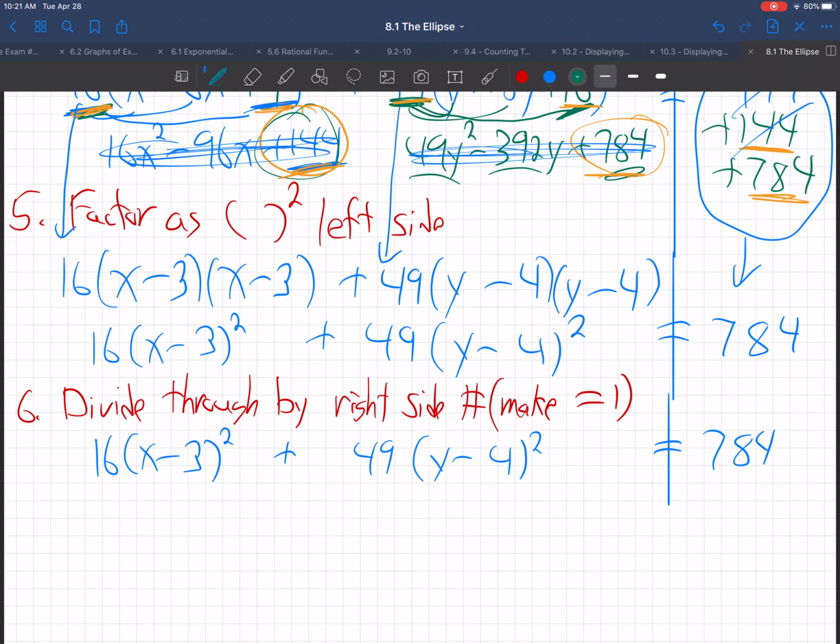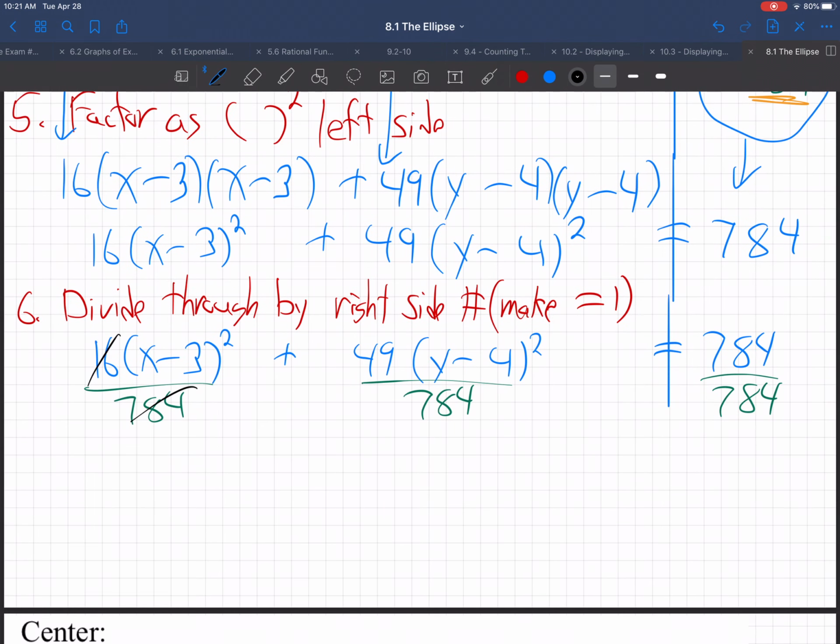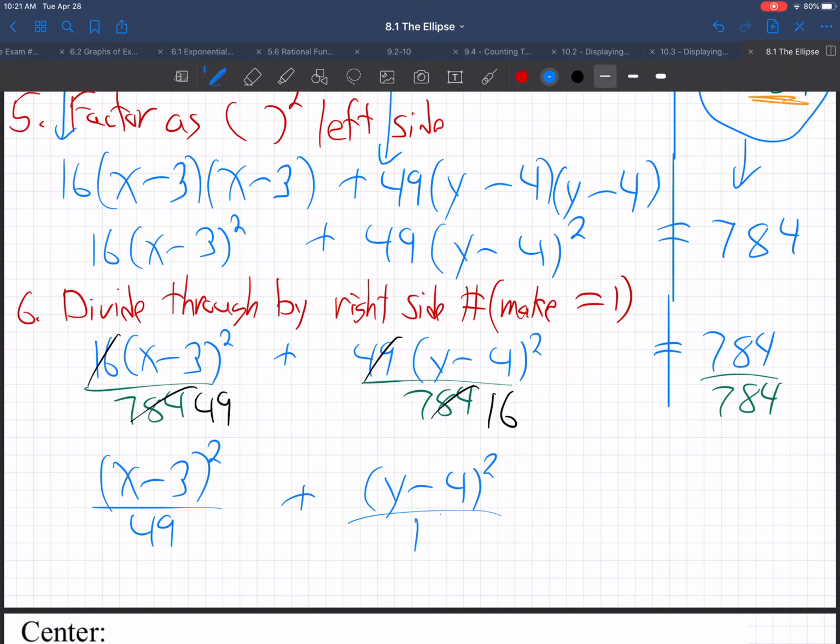So I'm going to divide through by 784, and then I'm gonna simplify. So 16 goes into 784. Just use your calculator. I'm getting 49, and 49 goes into 784 16 times. So we've got it. (x minus 3) squared over 49 plus (y minus 4) squared over 16 equals 1.